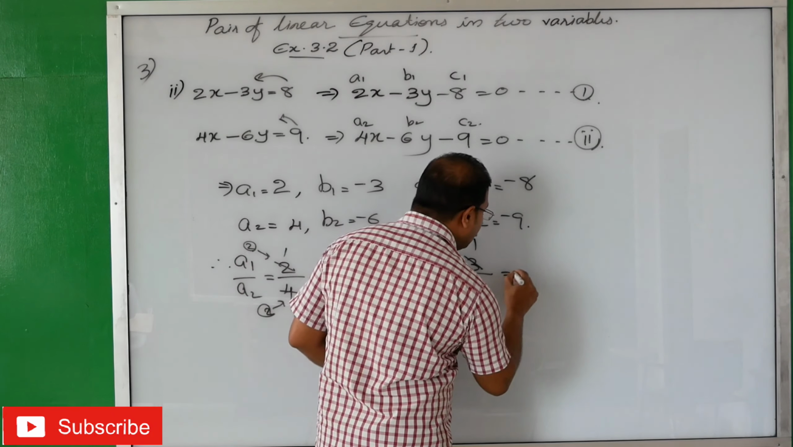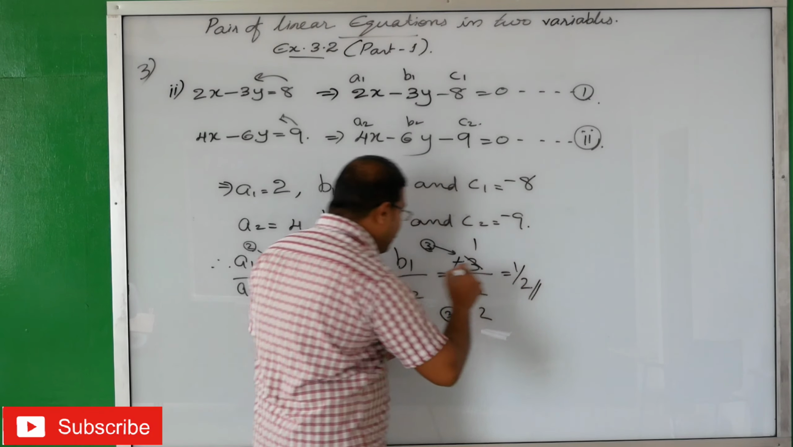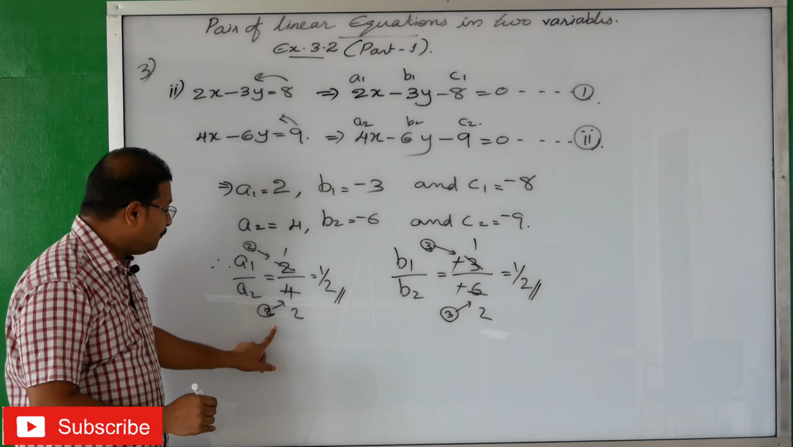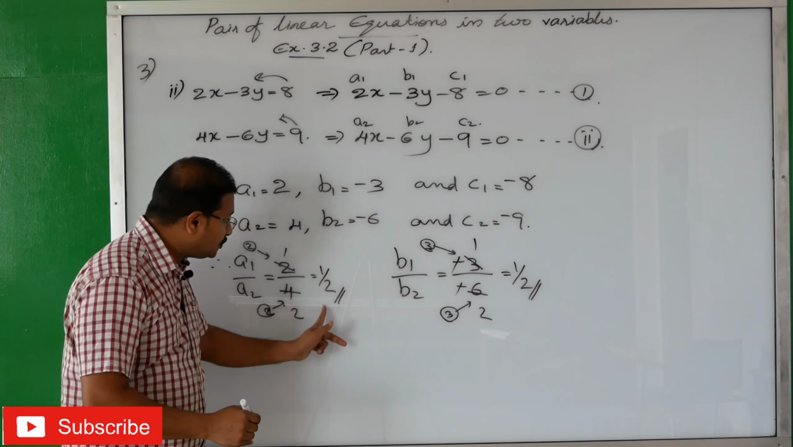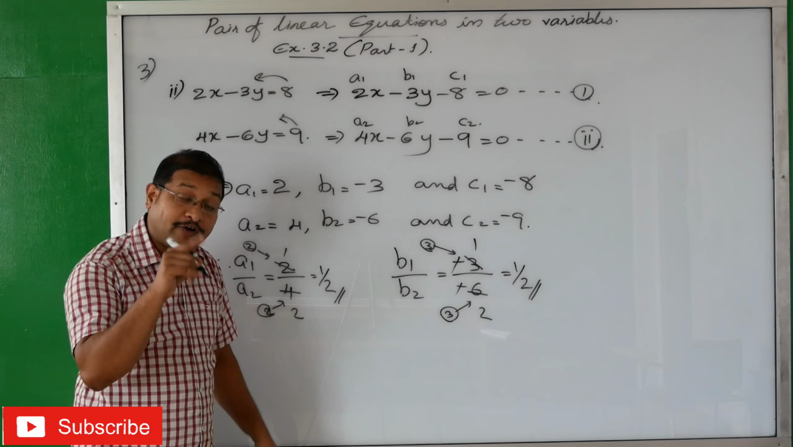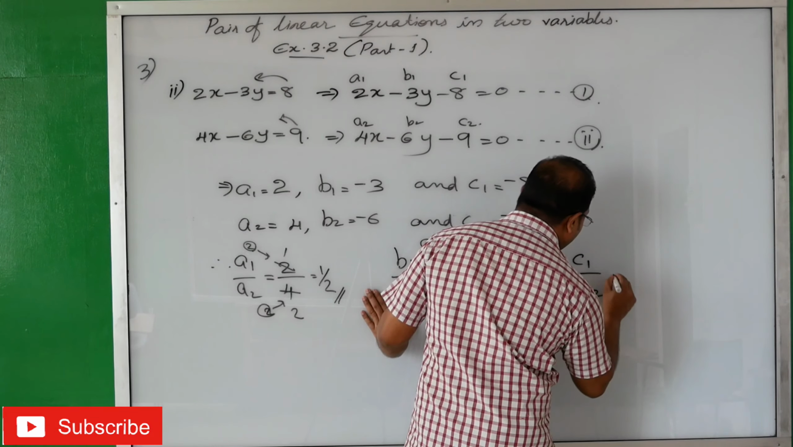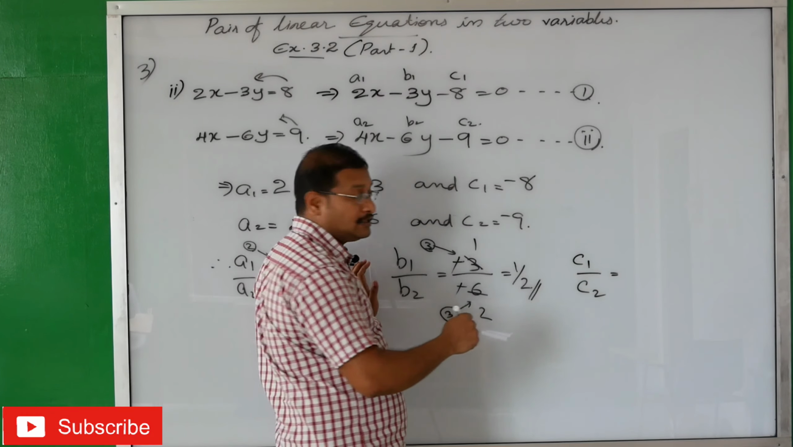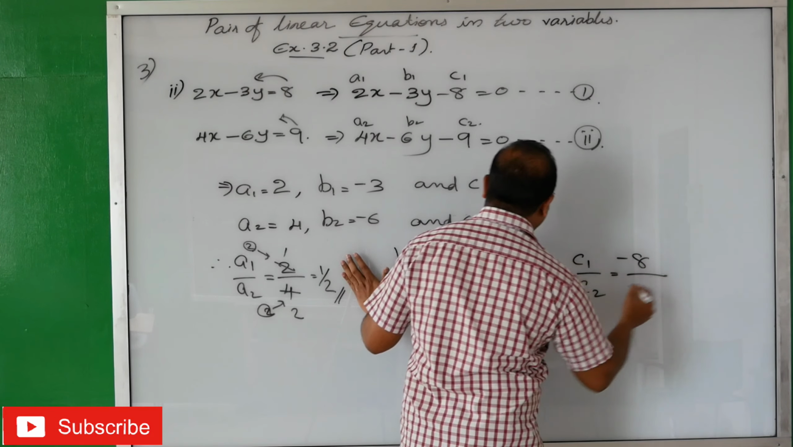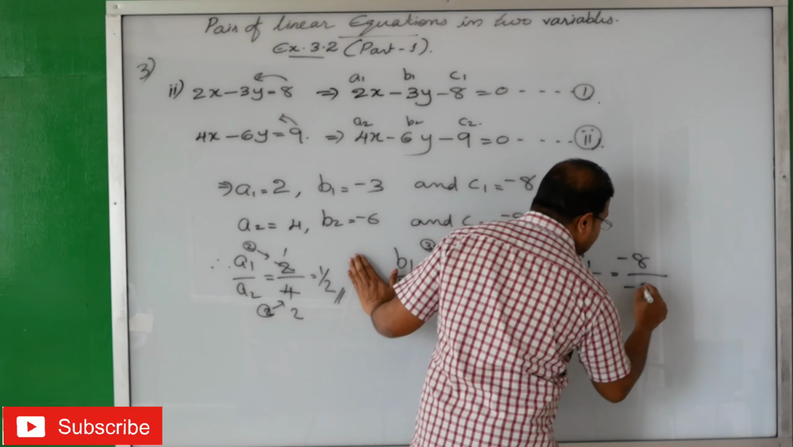That means we got it 1 by 2. That means A1 by A2 equals B1 by B2 because these two answers are equal. That means we have to go for the third step. What is that? C1 by C2 equals. What is the value of C1? That is minus 8 divided by C2, which is minus 9.